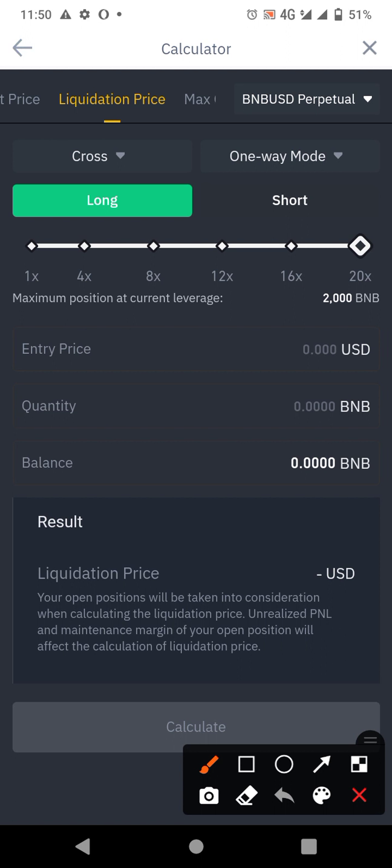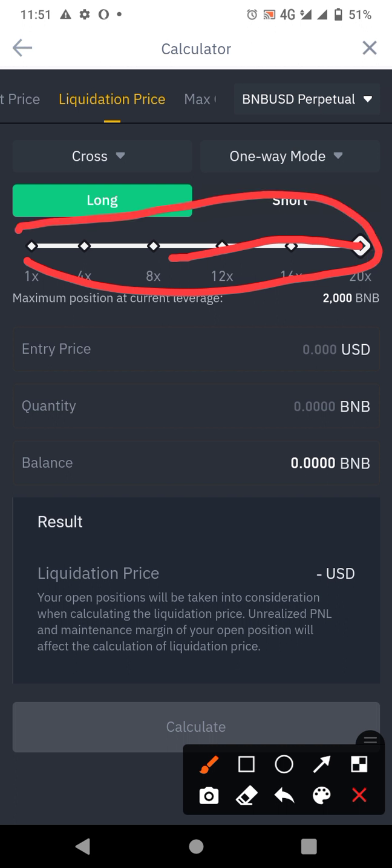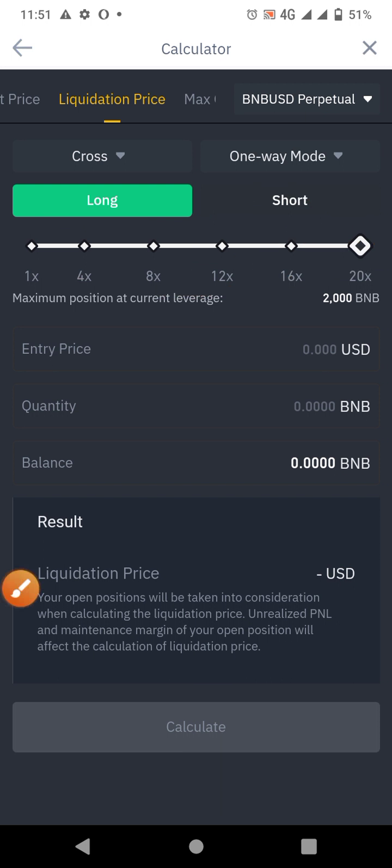You can see these are the leverages. So the higher your leverage, the closer or the faster your liquidation price will be. The lower your leverage, the farther your liquidation price will be. So someone that uses 20x leverage will have a higher risk of losing all his money compared to someone that uses 3x or 4x leverage. That's why you should lower your leverage. Don't be greedy about your trade.